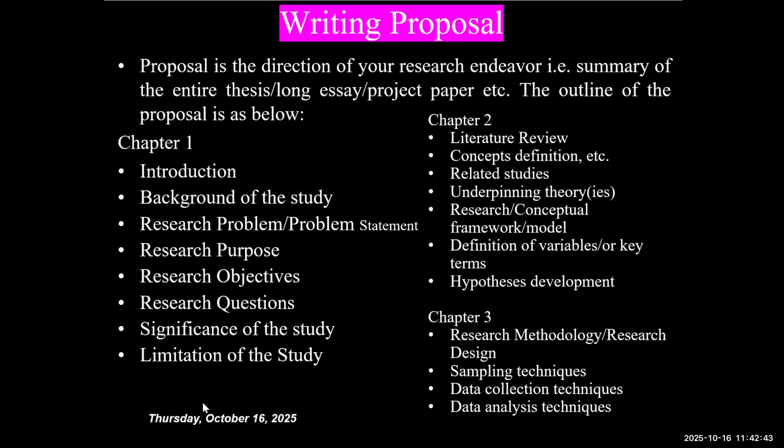So usually this is chapter one, but mostly after we are done with the long essay or thesis, the limitations are moved from chapter one to the final chapter. So usually limitation will not be under chapter one, but at the proposal stage, sometimes we can add the limitation of the study. Then chapter two, we look at the literature review, and here we define concepts.